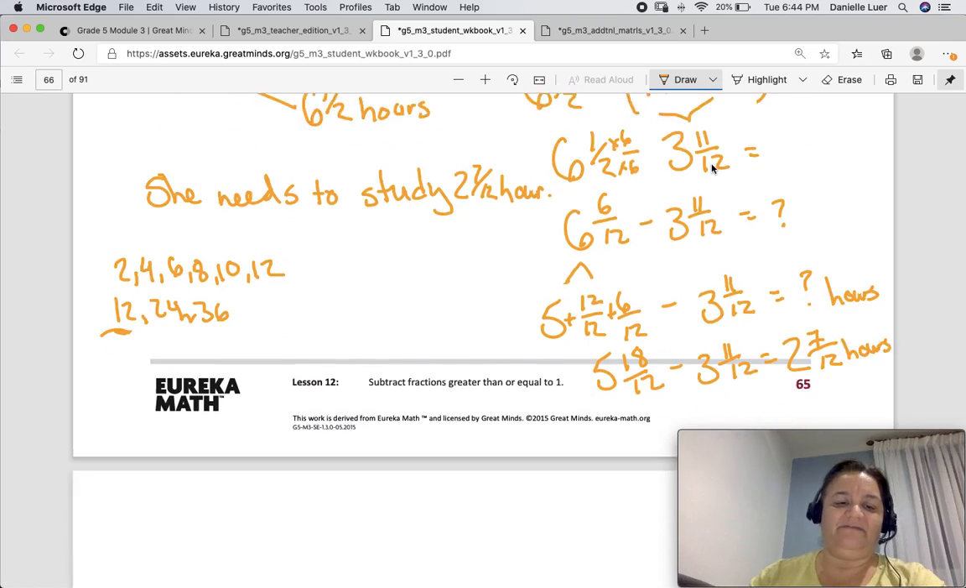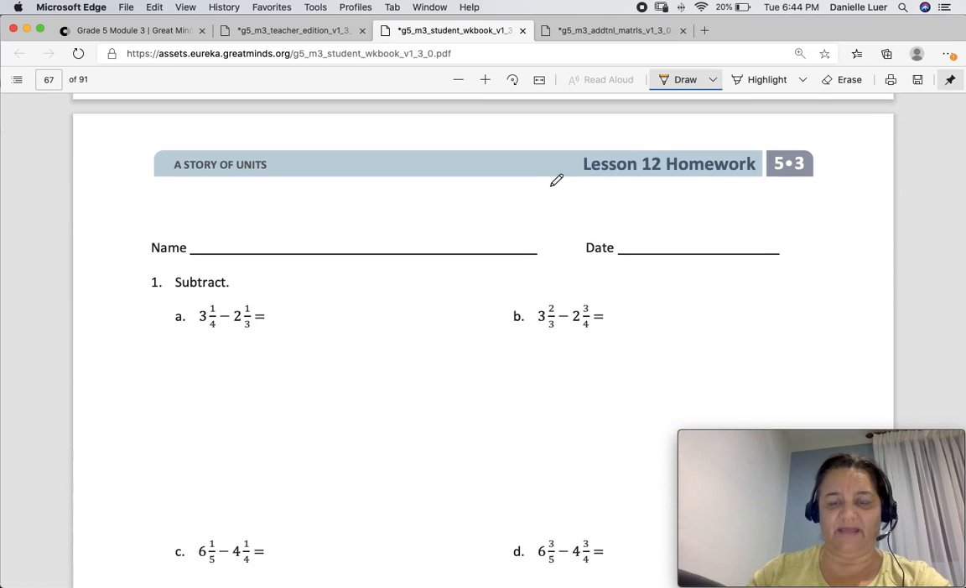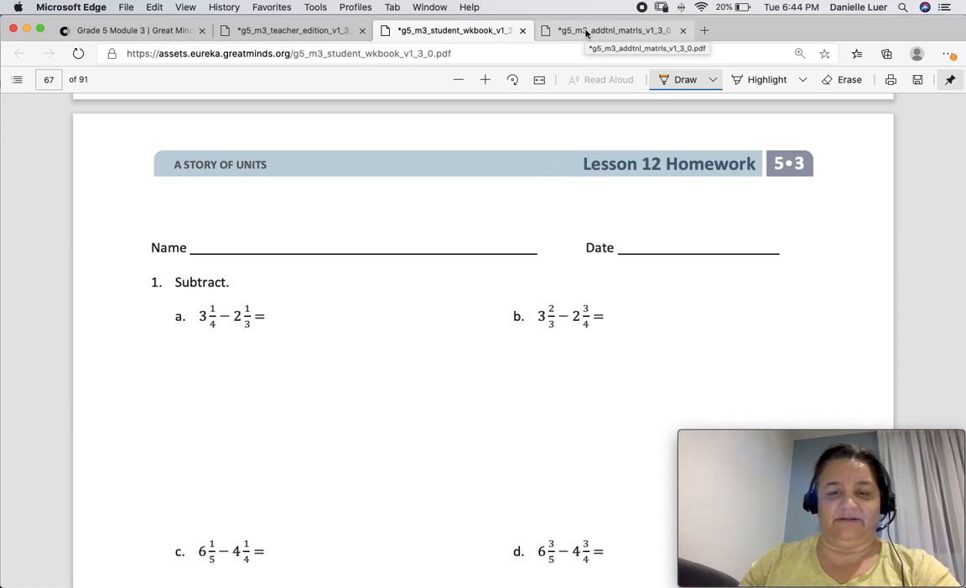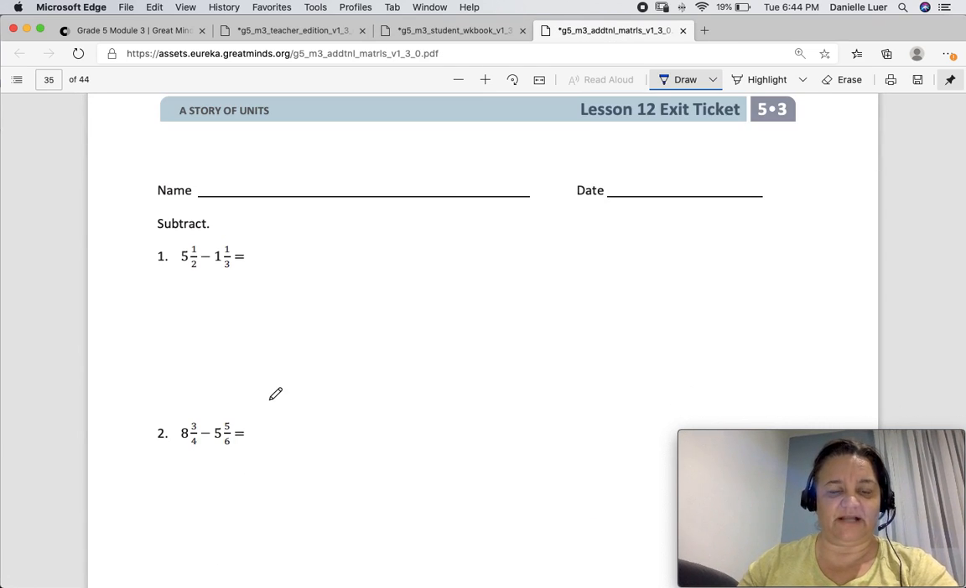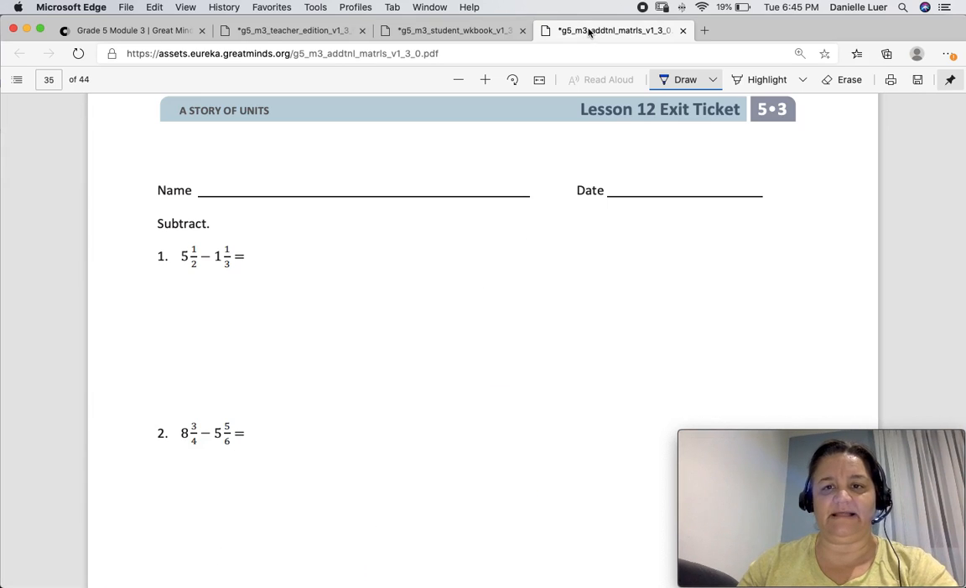Great. That's the last one. After you finish your Learn pages, please copy them all in. All those answers, all those things, so you can go back and look at them. Then go to your exit ticket. There are 2 problems. They're both subtraction. After you finish your exit ticket, start on your Lesson 12 homework. If you have any questions, please let me know.